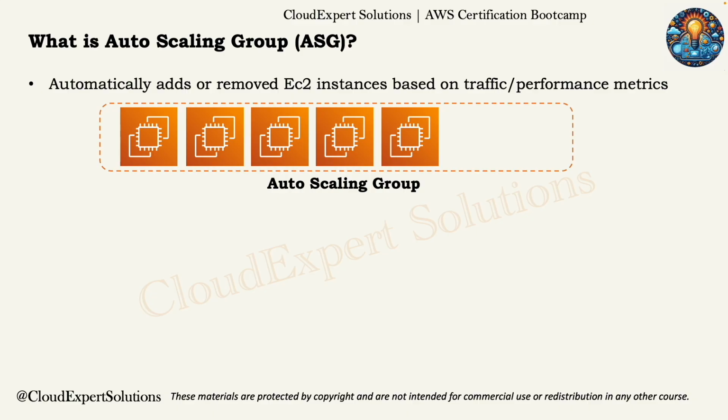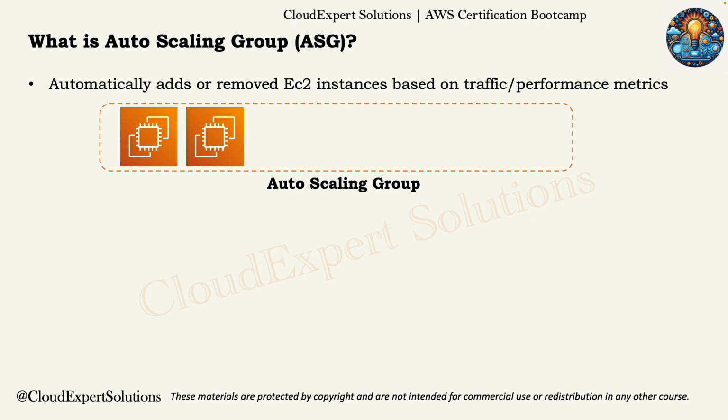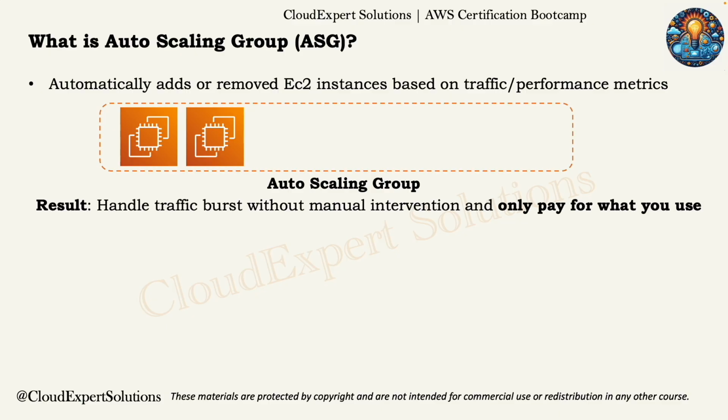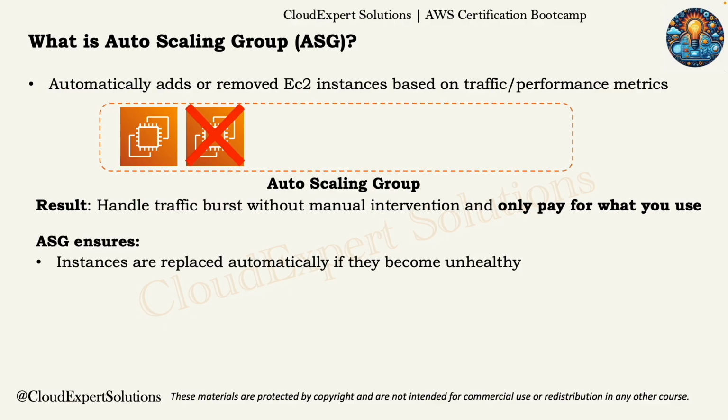And after the rush, when traffic drops, autoscaling group removes extra instances and it will go back to your regular or the average EC2 instance count, which is 2 for our case. And as a result, you handle the peak traffic burst without manual intervention and you will pay only for what you use. Autoscaling group also ensures that instances are replaced automatically if they become unhealthy.